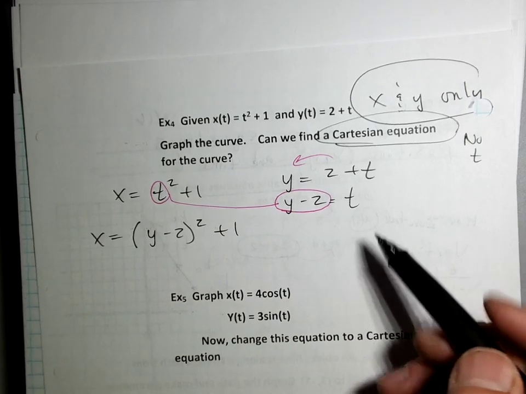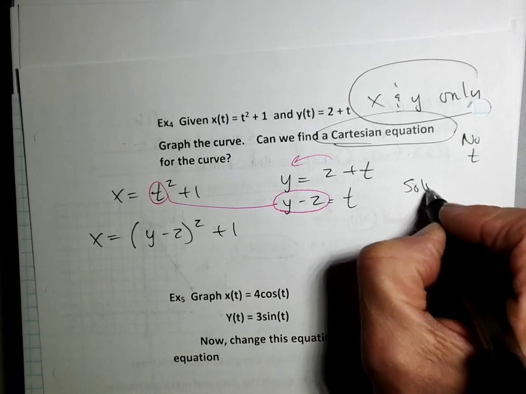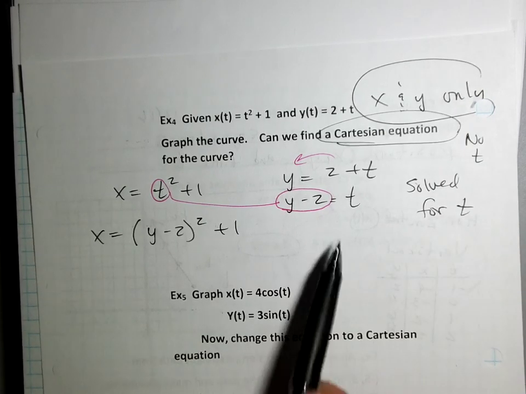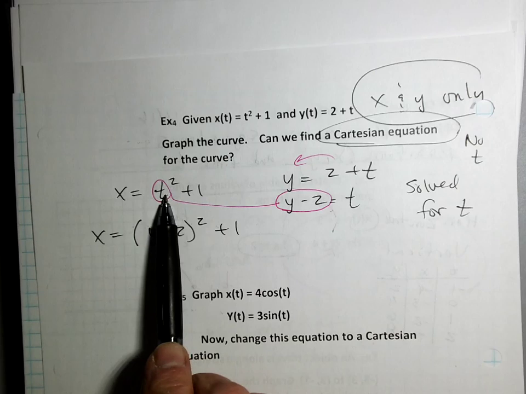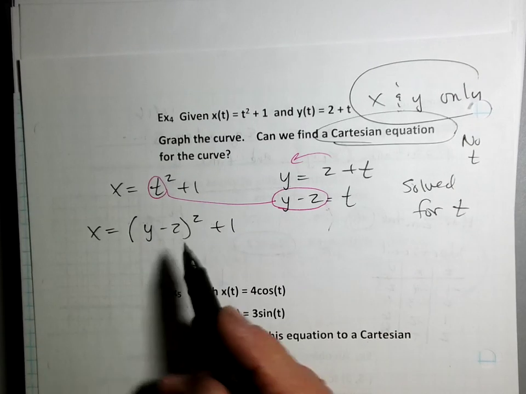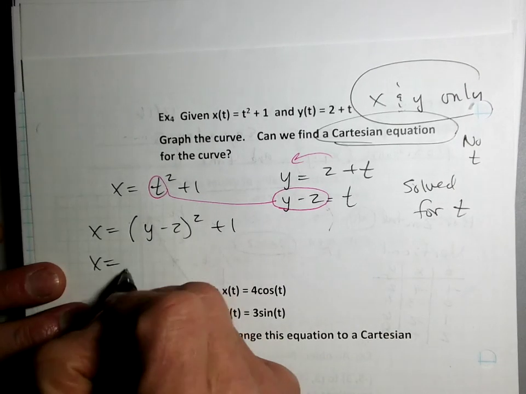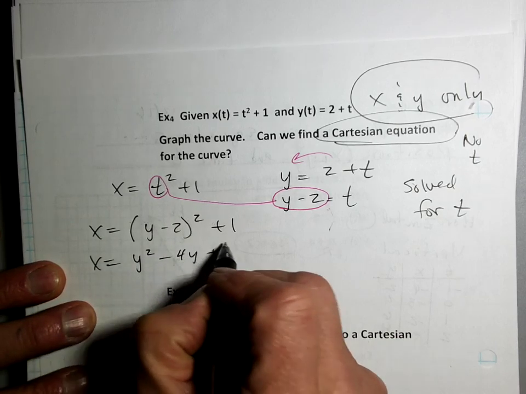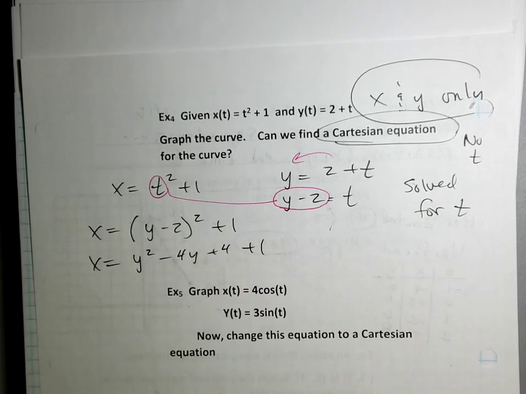I had to solve for t. So I solved for t. Made a substitution, okay? And now I'll simplify it. X is equal to y squared minus 4y plus 4 plus 1. I foiled it in my head. I'm hoping you guys know how to foil it in your head. You do know how to foil this in your head, don't you? Can you foil that in your head? Yes. Okay, that's all I did. I'll make that a 5, okay?